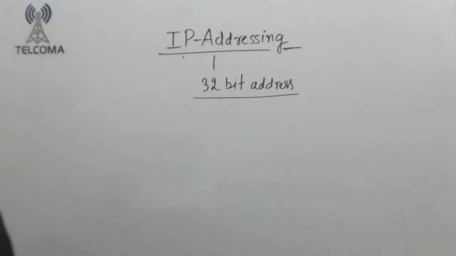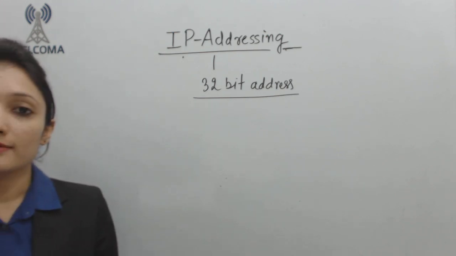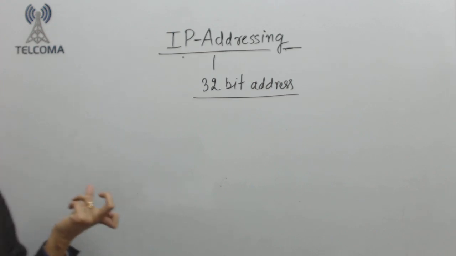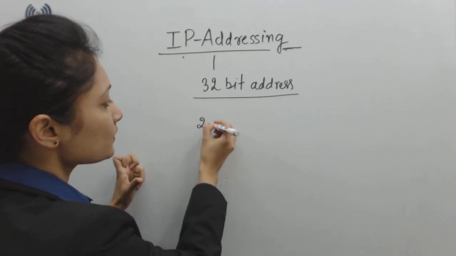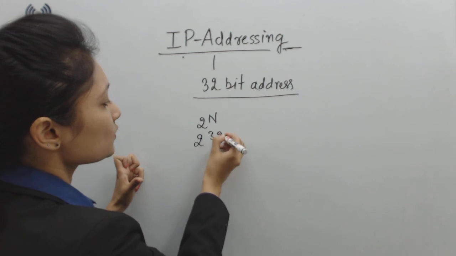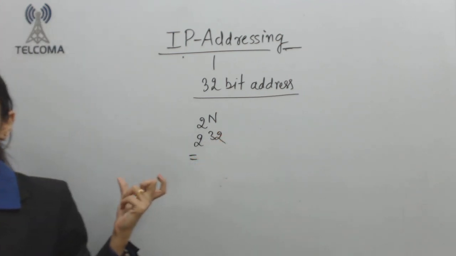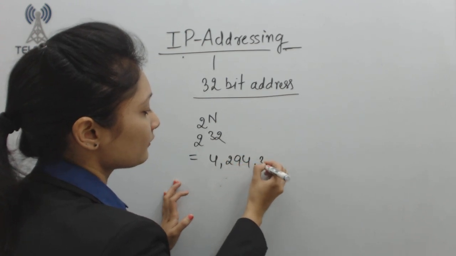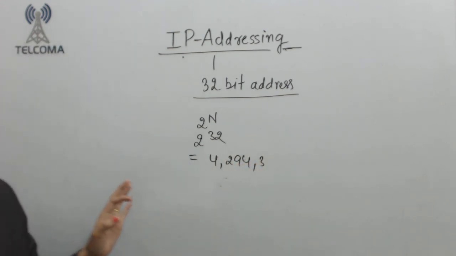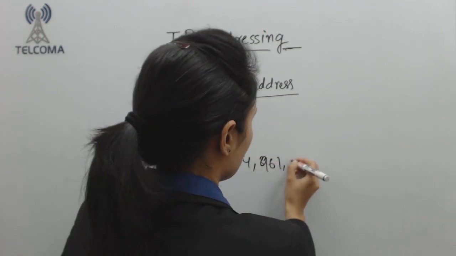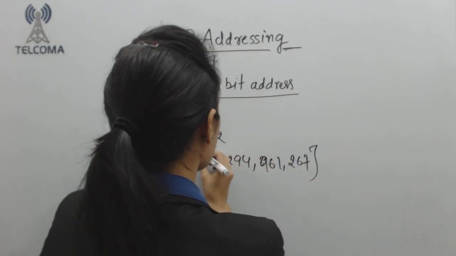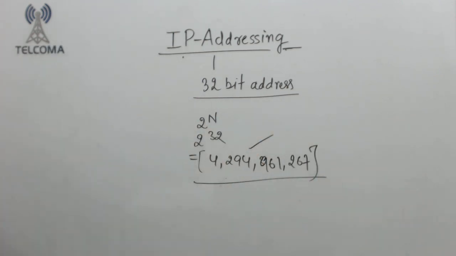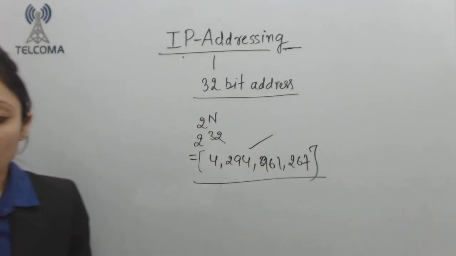Now, the next thing is the address space. Address space is basically the total number of addresses which will be used by this IP protocol. This is 2 raised to the power n, which is 2 raised to the power 32 here, and it gives approximately 4294 million. So that means the address space here is large.